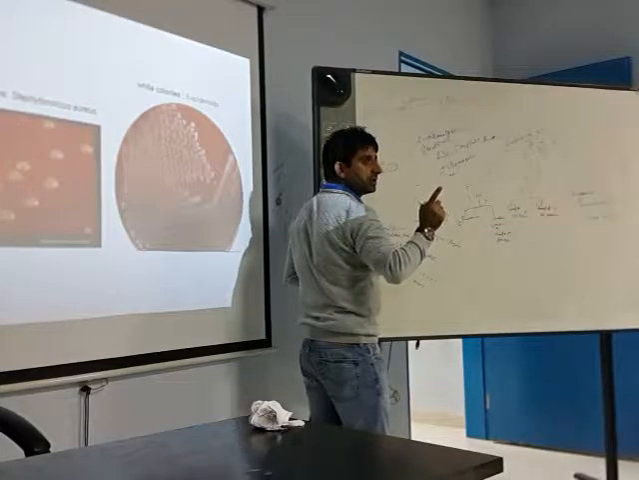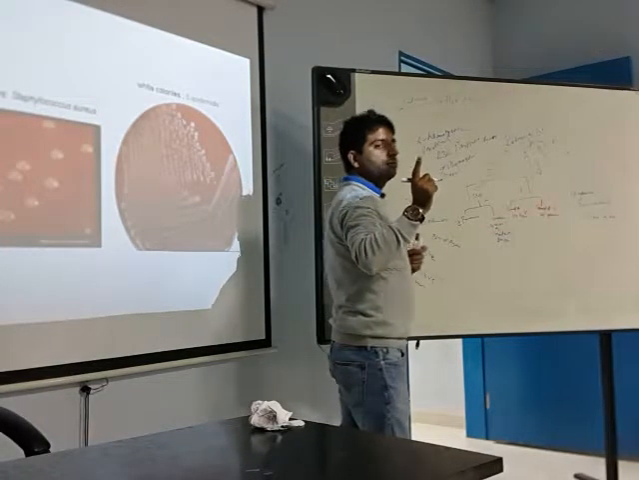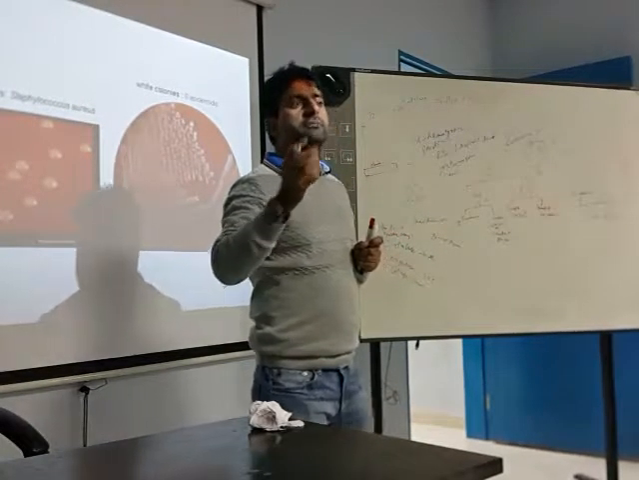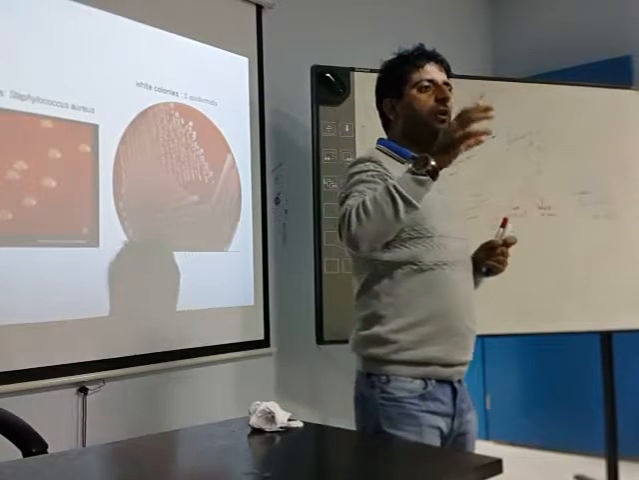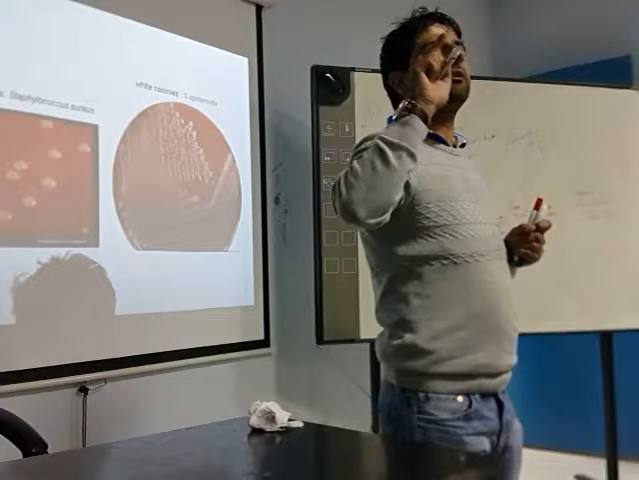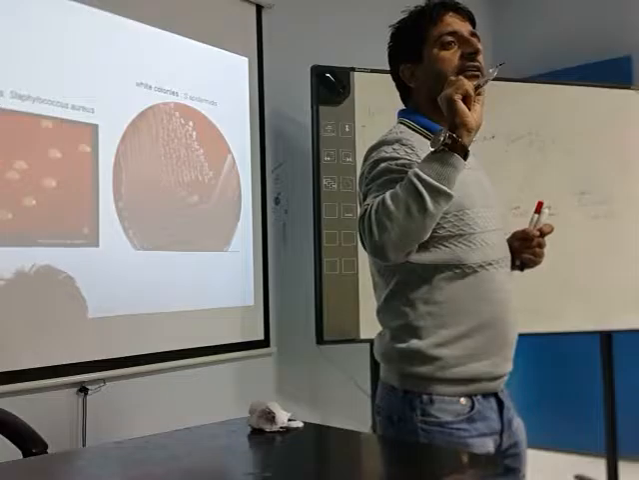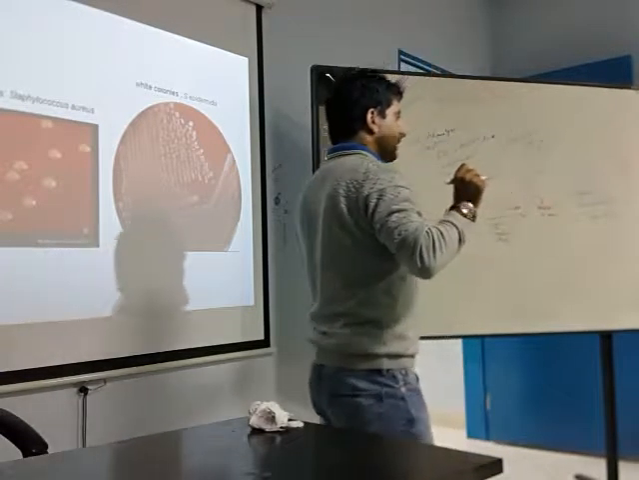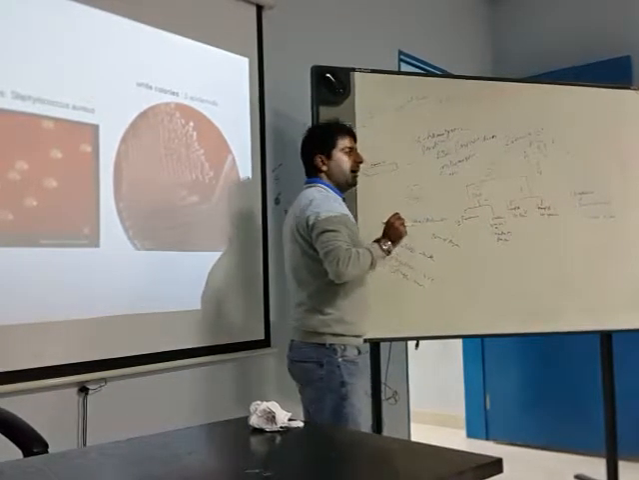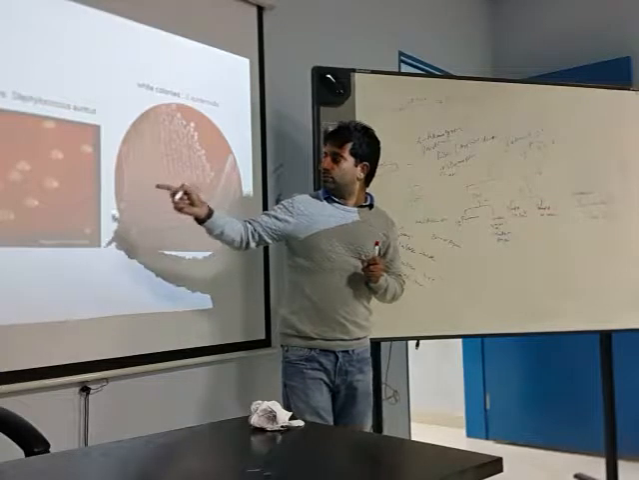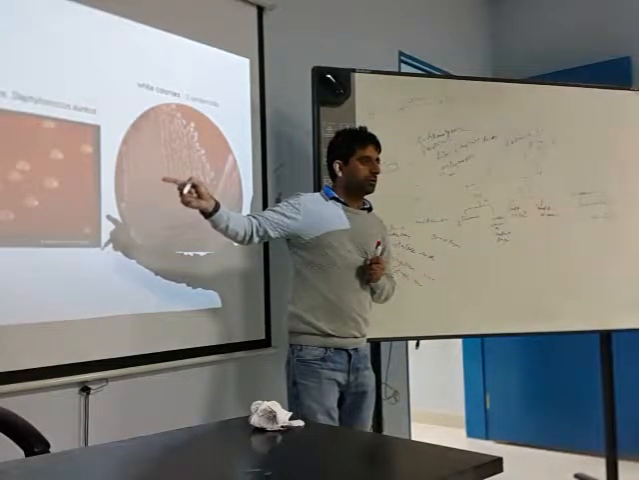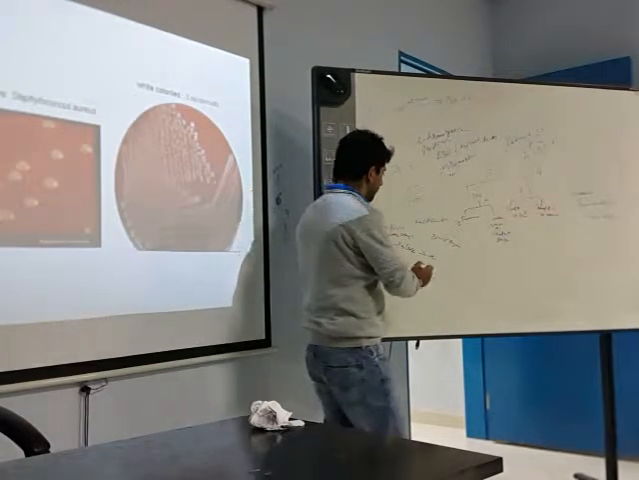I told you in the first year. You have forgotten it. It forms golden colonies because when you grow Staphylococcus aureus on the blood agar, it releases a pigment. It is golden in color. You see, the colony here is golden in color.